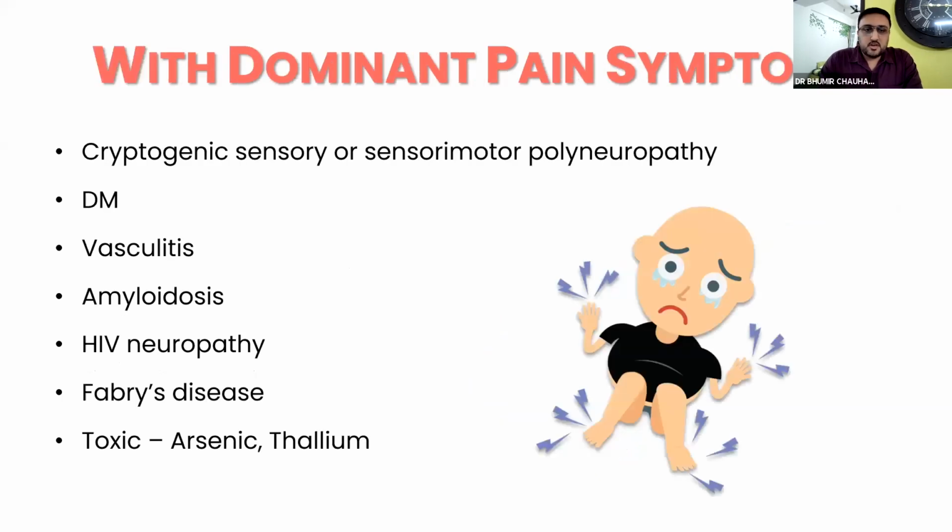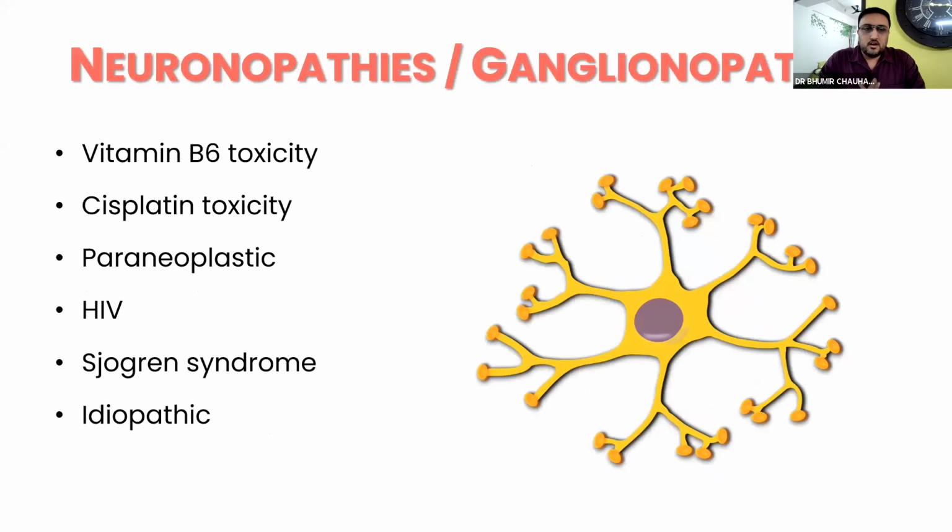There are neuropathies which come with predominantly pain symptoms, where the patient complains of extreme pain in his or her limbs. So first is cryptogenic or idiopathic neuropathy, then diabetes, vasculitis, amyloid, HIV, Fabry's disease, and certain toxins. So these are the ones which usually present with very severe pain in the limbs. Then there are neuronopathies, or the pathologies which affect the dorsal root ganglia. And they can be vitamin B6 pyridoxine toxicity, cisplatin toxicity, paraneoplastic, HIV, Sjogren syndrome, and at times idiopathic.